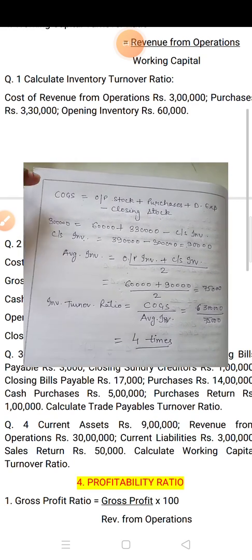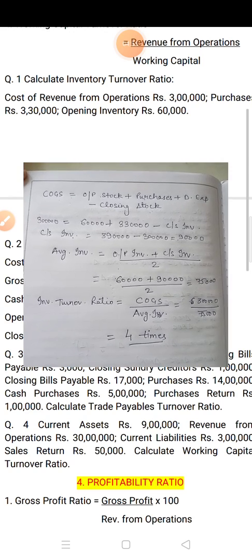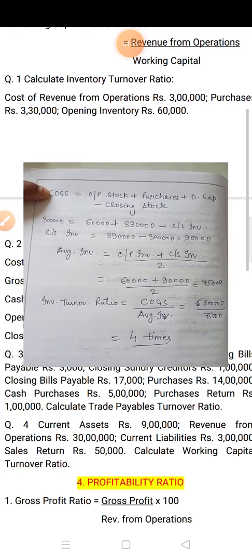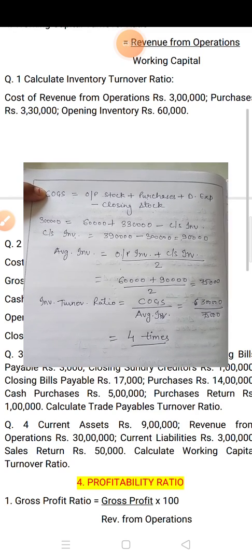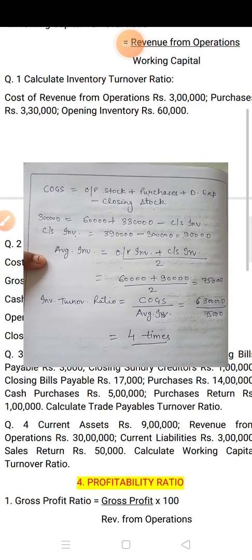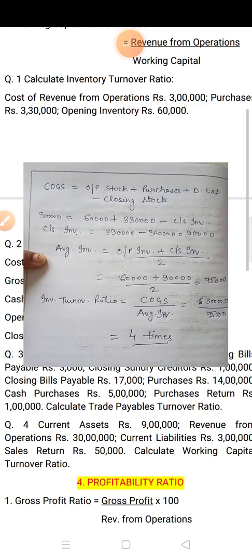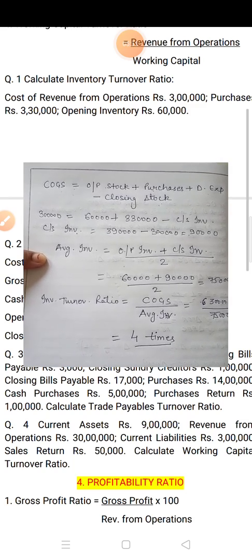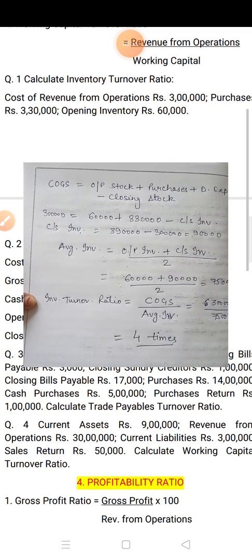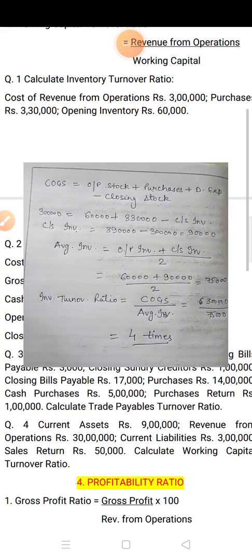Now see the solution. COGS, first you have to find out the closing stock. So apply the formula: COGS is equal to opening stock plus purchases plus direct expenses minus closing stock. After that, average inventory you have to find out, that is opening inventory plus closing inventory divided by 2. After that, inventory turnover ratio, cost of goods sold upon average inventory, and answer will be in times.